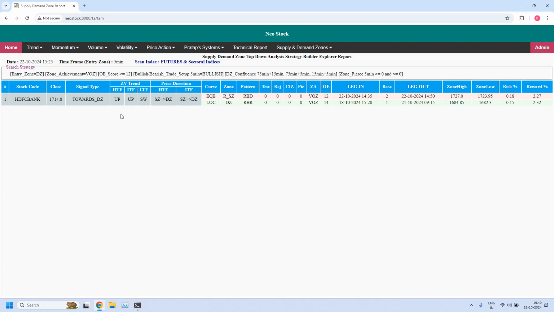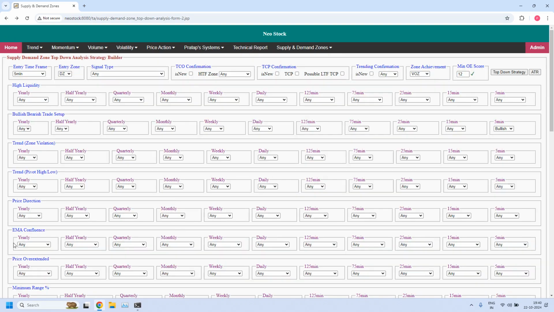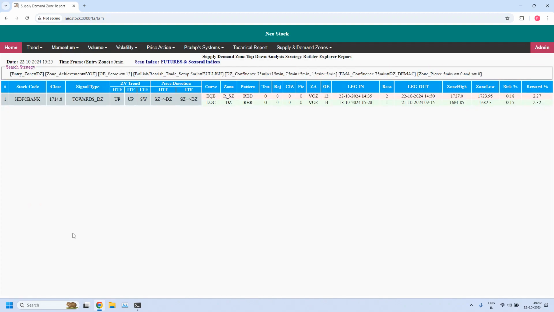HTF trend is up. If it is having EMA confluence, it is an even higher probability setup. Let's verify the EMA confluence at 75 minutes time frame, 75 minutes demand zone with daily EMA confluence. Oh, it is also having EMA confluence. So it's a high probability setup supported stock. It is having LTF, ITF, HTF confluence, and the HTF trend is also uptrend, and the 75 minutes demand zone is having daily EMA confluence.